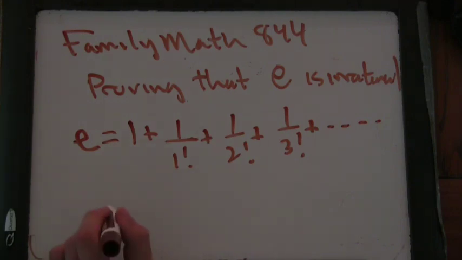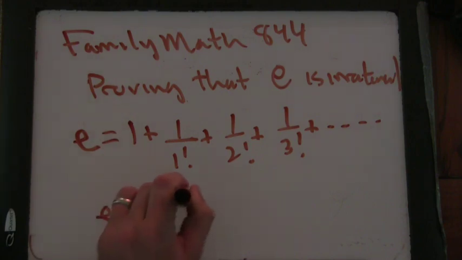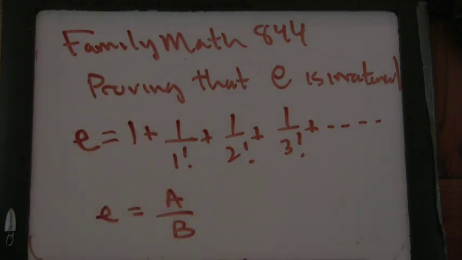So we're going to do the same thing. We're going to let e equal a over b, and then we're going to arrive at a contradiction. It's going to be similar. We're going to arrive at a contradiction relating to integers. So a and b are integers. We can say they're in lowest terms, but that doesn't matter. So e is equal to a over b, where a and b are in lowest terms, and let's see what happens.